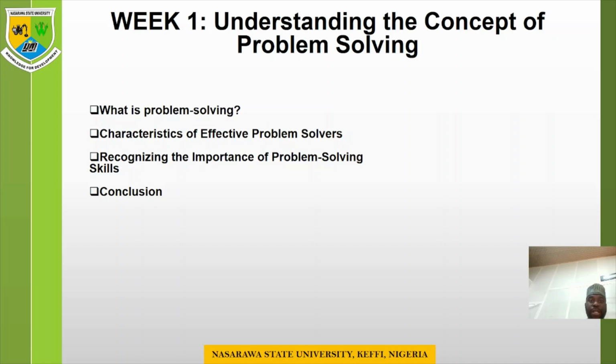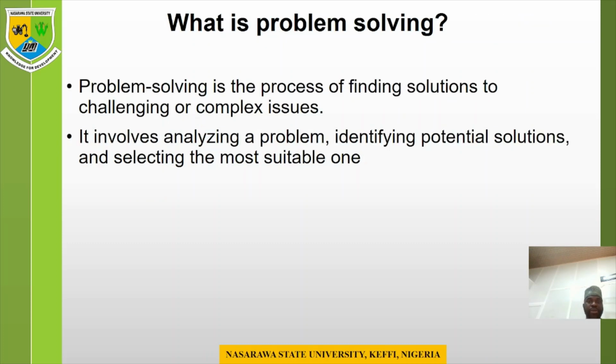The first week, our topic of discussion is understanding the concept of problem solving. In this case, we are going to look at basically what is problem solving, what are the characteristics of effective problem solving, and how do we recognize the importance of problem solving. So, what is problem solving?